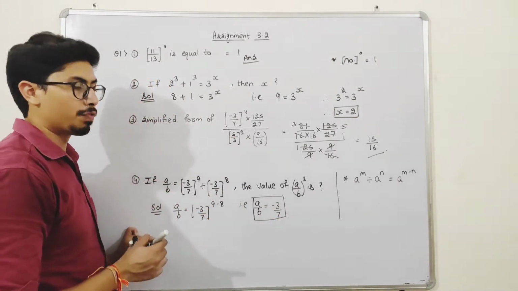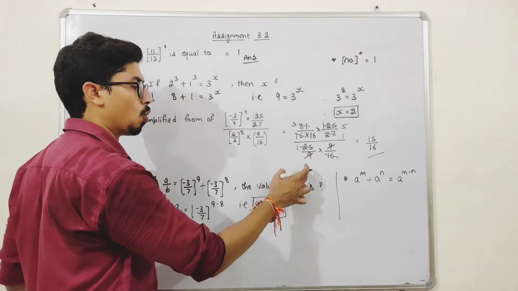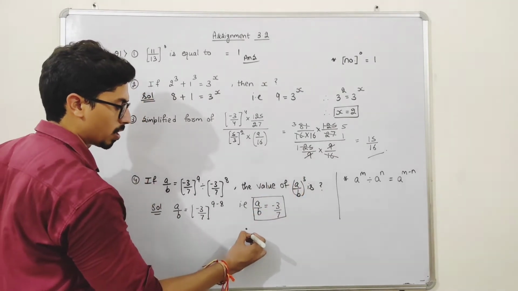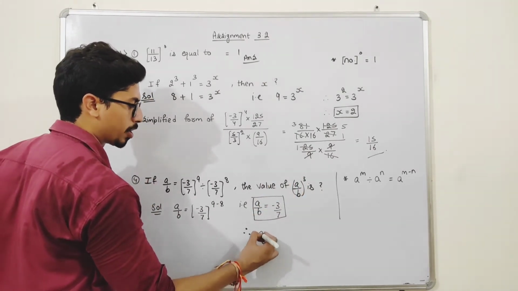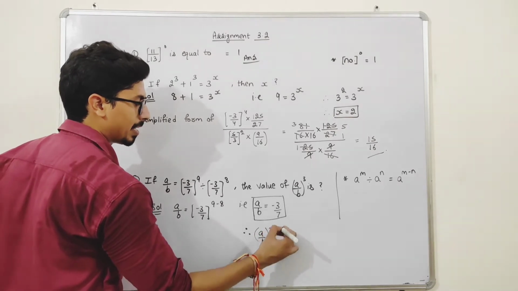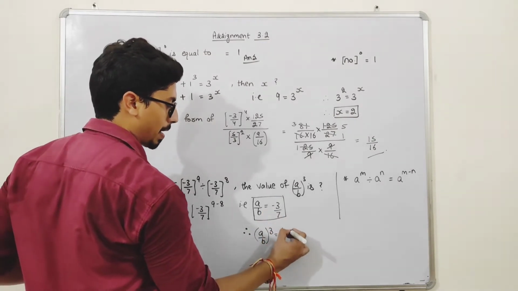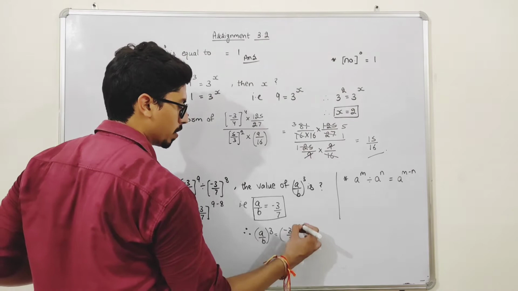Okay, so what we have to find out? We have to find out a by b whole cube. Therefore, a by b whole cube will be minus 3 by 7 whole cube.